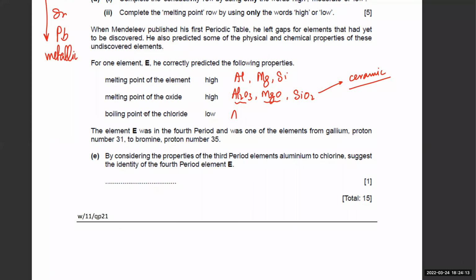तो AlCl3 का low है, MgCl2 is an ionic substance. It is not low. SiCl4 is a covalent molecule that also has a low melting point. So the melting point of the element is high, that's fine. MgCl2 बीच में से निकल गया.